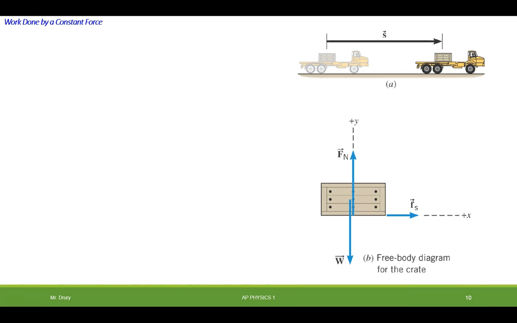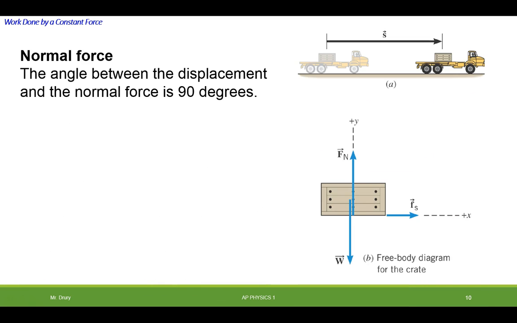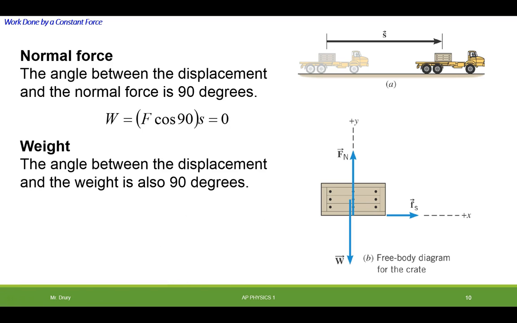All right, so here we go. Here's our diagram again. Let's look at the normal force. The normal force is acting straight up, but the object is moving to the right. So the normal force is acting at 90 degrees. Therefore, no work is being done by that normal force. And the weight is also at 90 degrees, so no work is being done by the weight. The only thing that's actually doing work is the force of static friction.